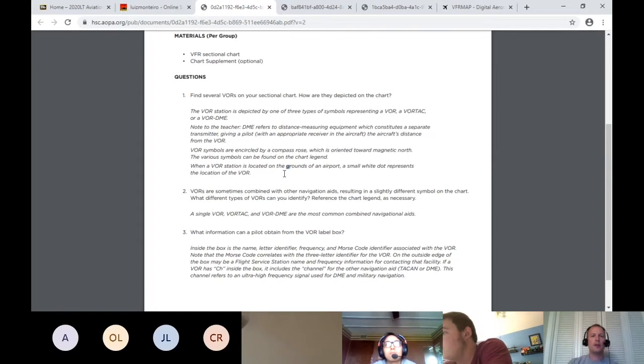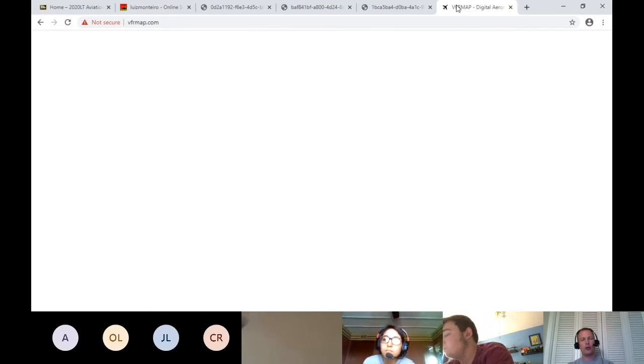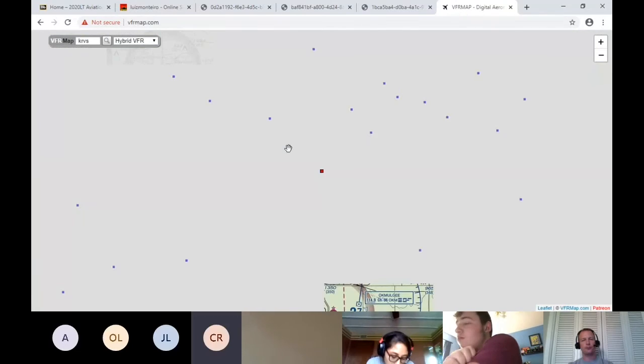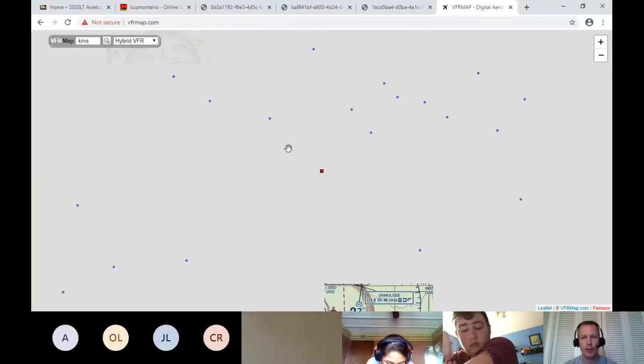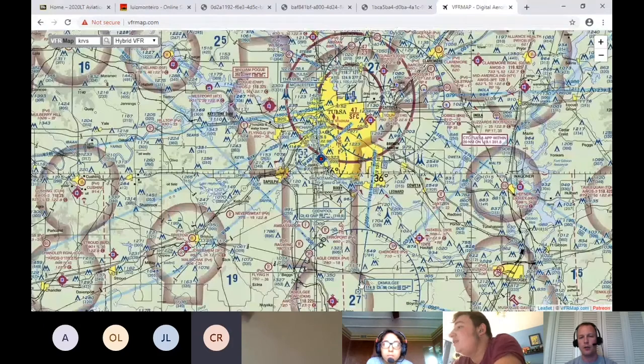But Tuesday's assignment introduced the VORs, and it said that when you look at a sectional chart, like here at the VFR map, there are different symbols they use to depict a VOR. We usually will see a VOR at the middle of a compass rose. So if you're looking up here near Tulsa International or down by Okmulgee, you can see those symbols in the middle of the compass rose.